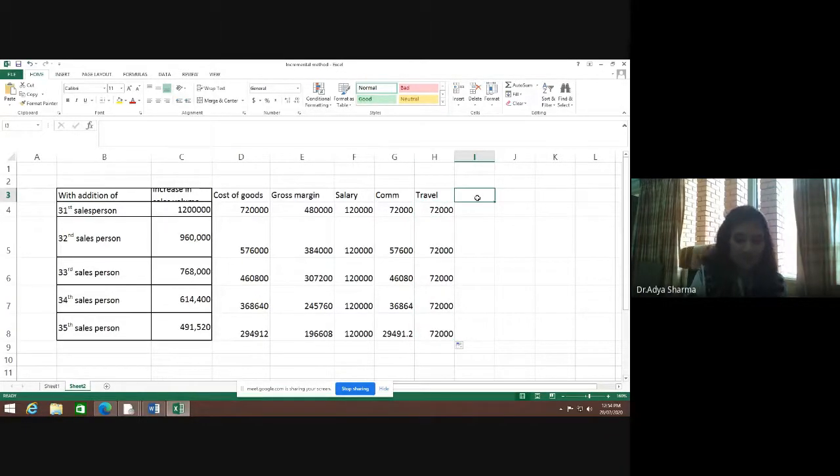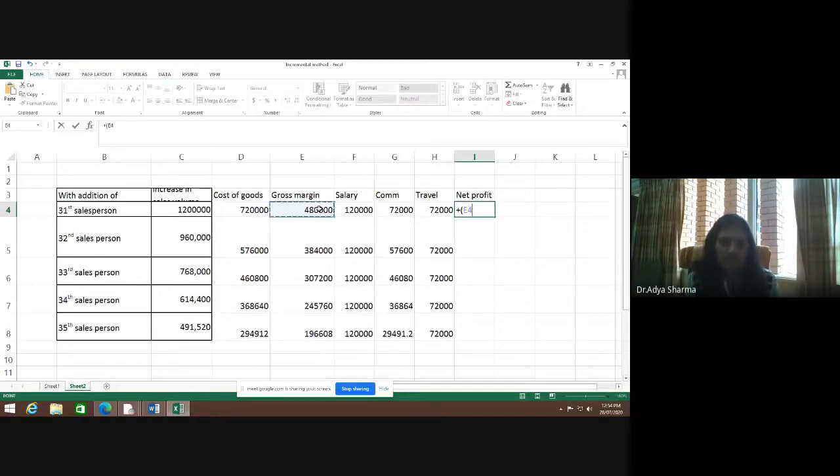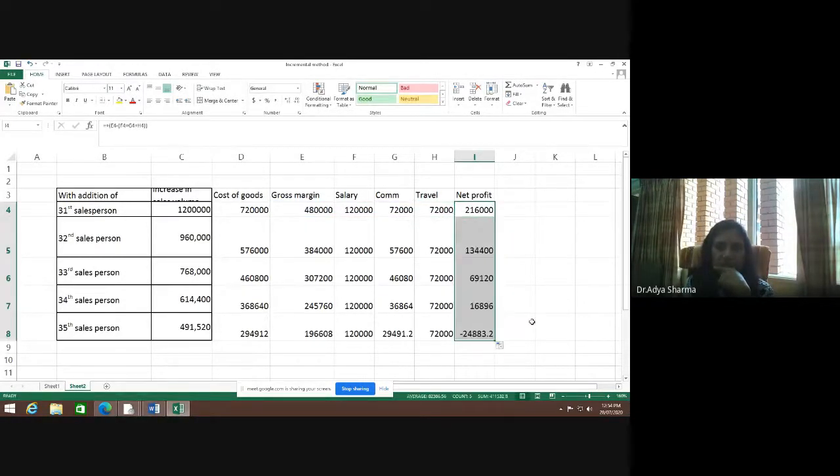Let's see what is our net profit now. So it is gross margin minus the input. I closed all brackets, yes. Again, look at this. Everyone is contributing. However, the last person, it's a loss of 24,000. The real contribution is around 2 lakhs, 1.3 lakhs, 69,000, 16,000. However, it's a loss over here.